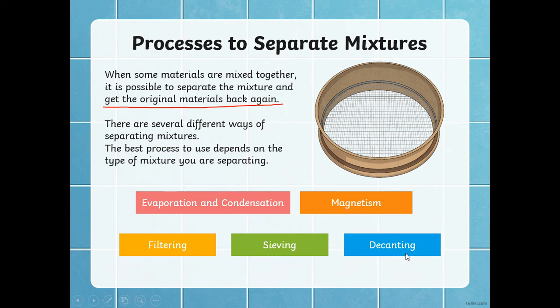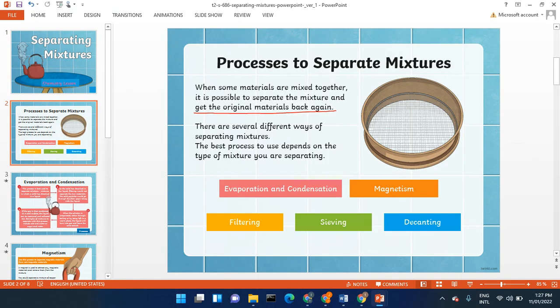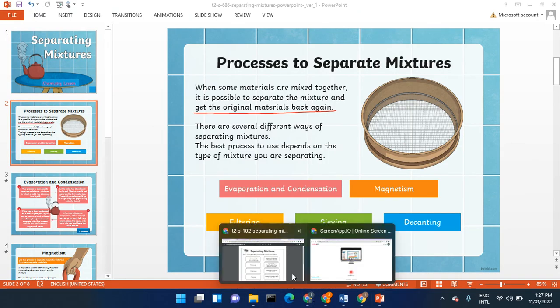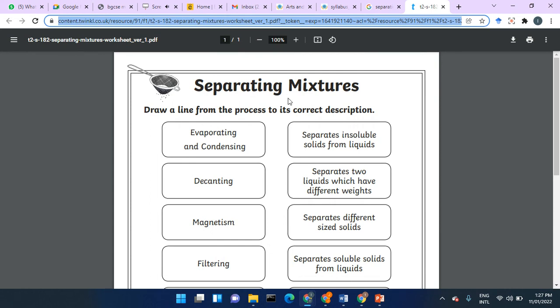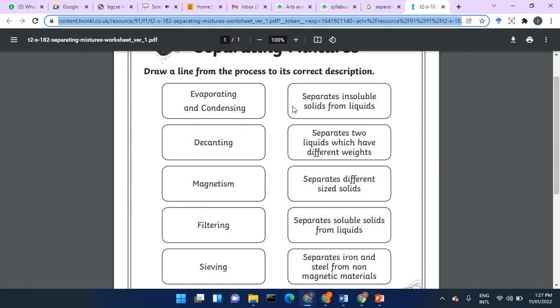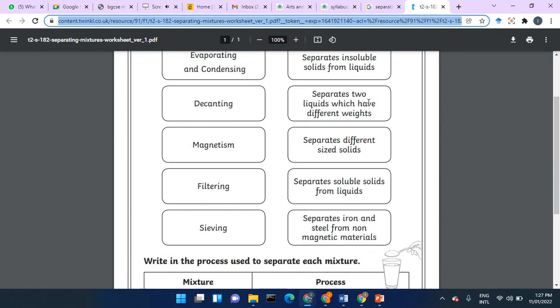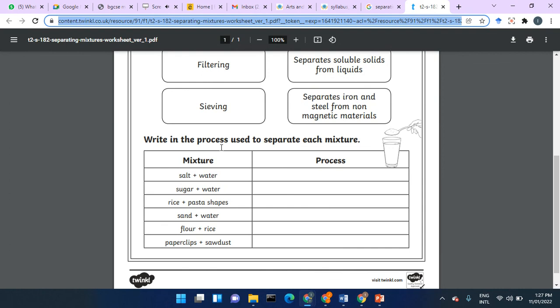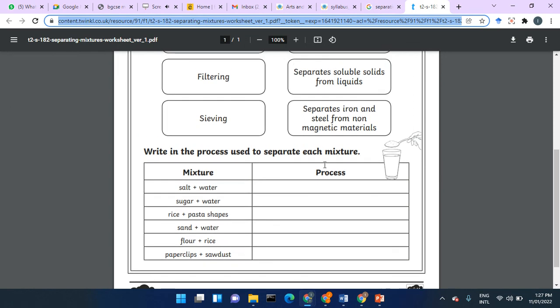Okay, so there is an exercise that I want you to do. I want you to consider this exercise. It says separating mixtures, draw a line from the process to its correct description. So we're basically going to match. Answer these questions for me. And also it says write the process used to separate each mixture: salt and water, sugar and water, rice and pasta shapes, sand and water, flour and rice, paper clips and sawdust. What separating technique will you use to separate these?